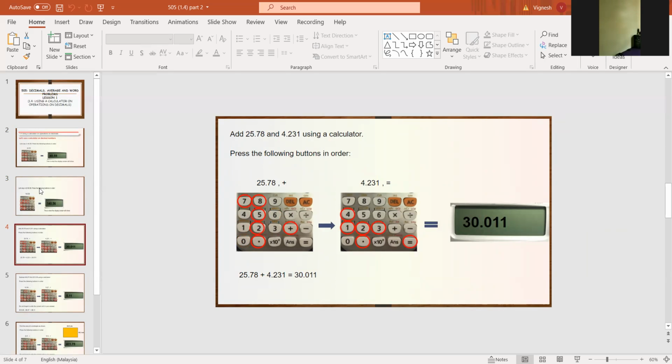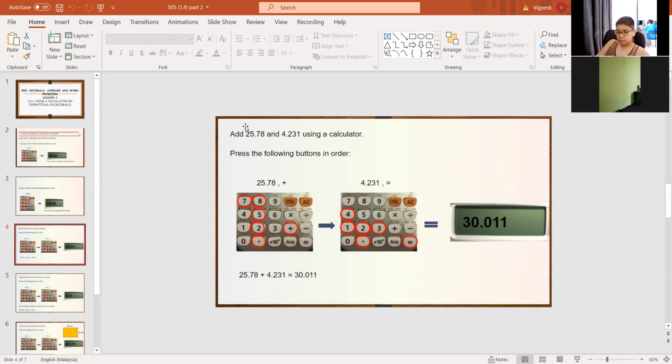And same goes for the addition, 25.78. If my line is breaking, please let me know, because sometimes the connection is showing it's unstable. So let me know if my line is breaking. Okay, for example, add 25.78 and 4.231 using a calculator.